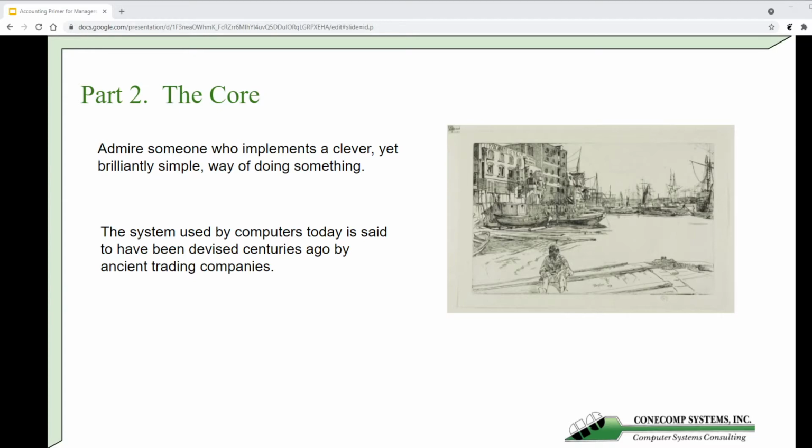When I think about it, do you admire when someone comes up with a very clever, brilliant way of solving a problem? Well, that's what the core of accounting is. And interestingly, it didn't come about in the computer age. From what I've read, it was devised centuries ago in the Middle Ages by some of the large trading companies in Europe. And that technique is simply mimicked by computer accounting systems today.